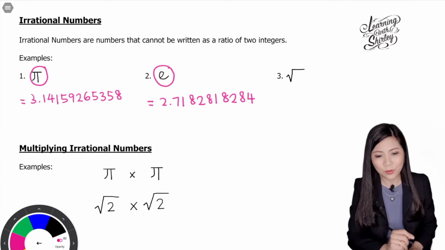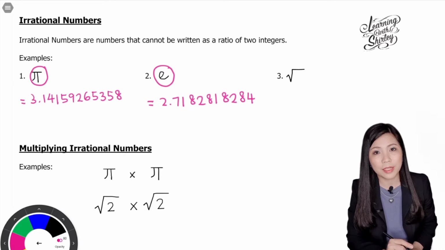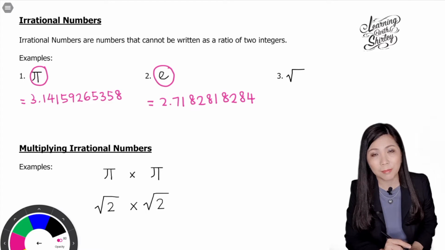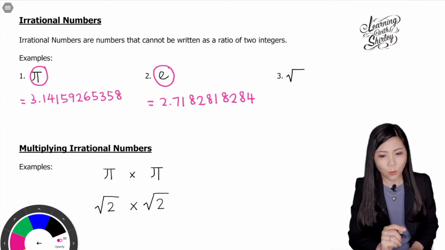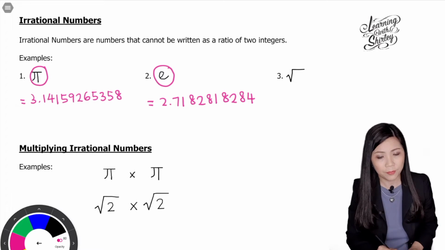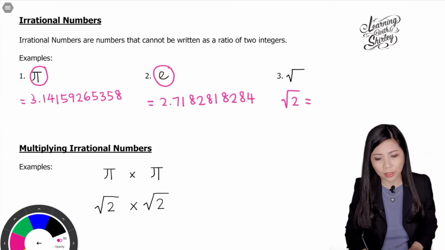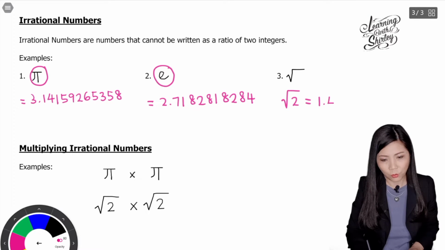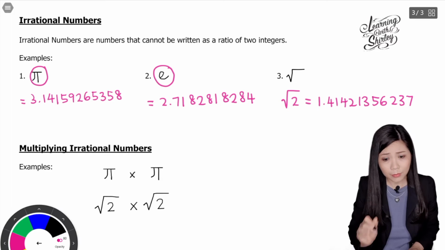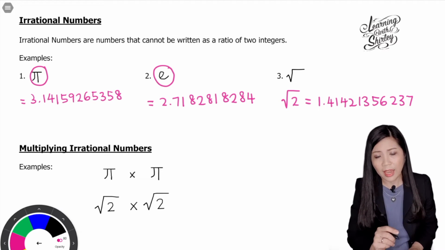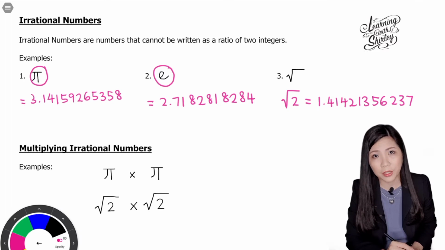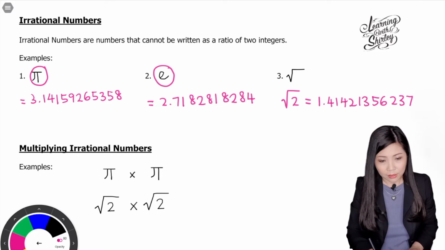And next will be the square root. Many square root numbers and cube root numbers are irrational numbers, but not all. So let's look at one of the square root numbers, which is an irrational number. Square root of 2. When we use the calculator to calculate, we'll get a decimal number: 1.4142, 1356, 237, and so on. For this, we cannot see any pattern of it, so therefore it's an irrational number.